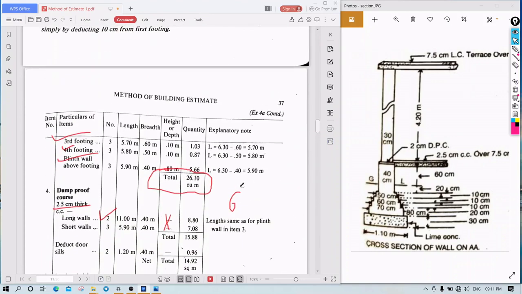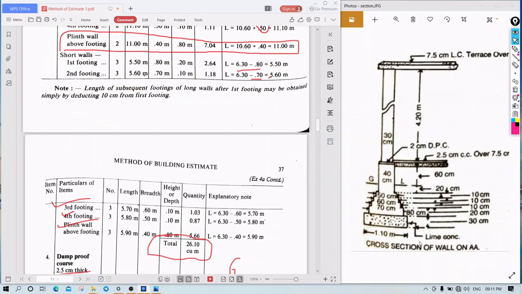What is the length? See here, length of long walls. See, first is what? 10.60. 10.60 is the center to center length, plus see here plinth. Breadth is what? 0.40. So what are we getting? We are getting 11. Okay.